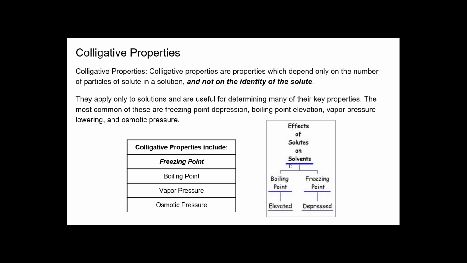Colligative properties include freezing point, boiling point, vapor pressure, and osmotic pressure. Anything else for this lab, we don't count. These are the four that we are involving with colligative properties.